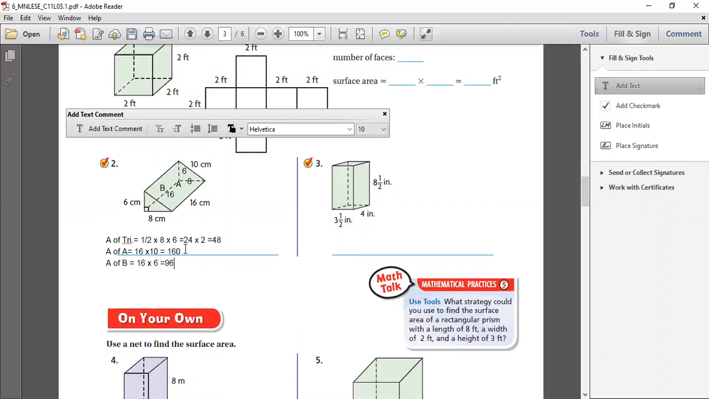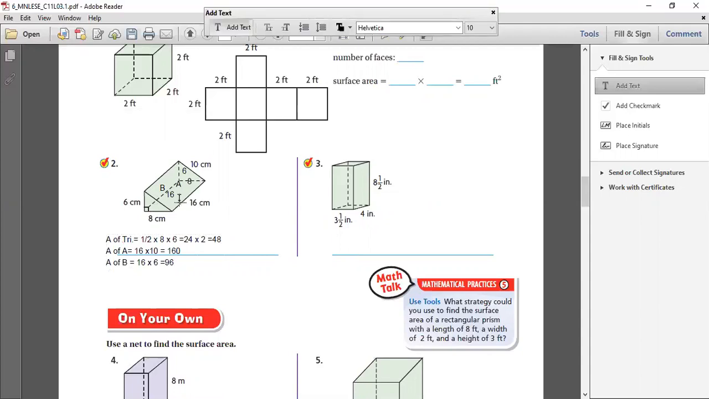Now, are we done with it? Of course not. We have one more thing, the base. We did not calculate the area of the base. We only calculated it for this part which is on top and the other part which is on the left. Now we need to calculate it for the base.